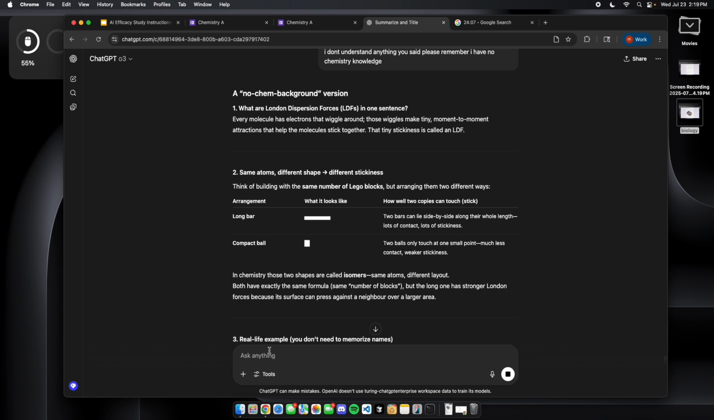Every molecule has electrons that wiggle around. Those wiggles make tiny momentary attractions that help the molecules stick together. That tiny stickiness is called LDF. Same atoms, different shape, different stickiness.